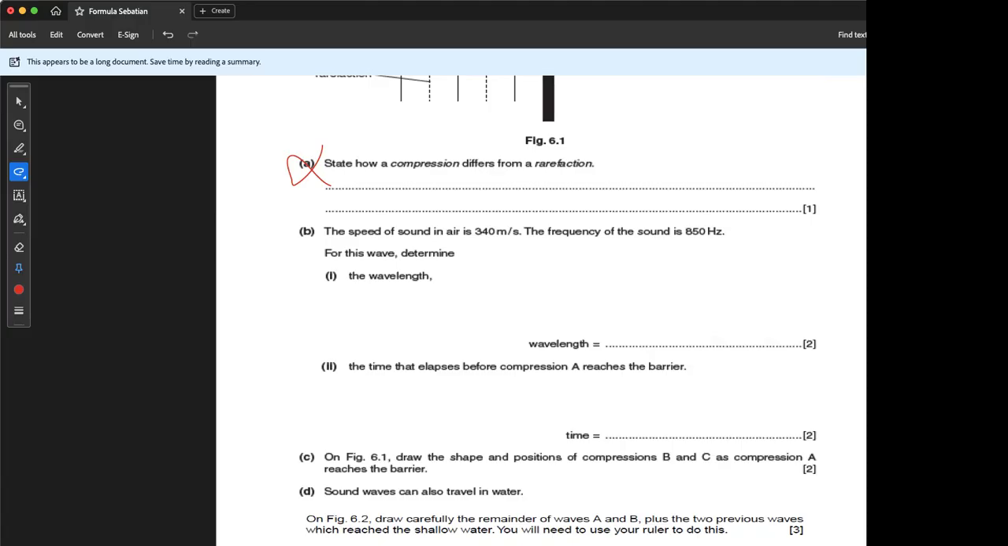Yes. You're supposed to use the speed equals distance over time formula, my friend.